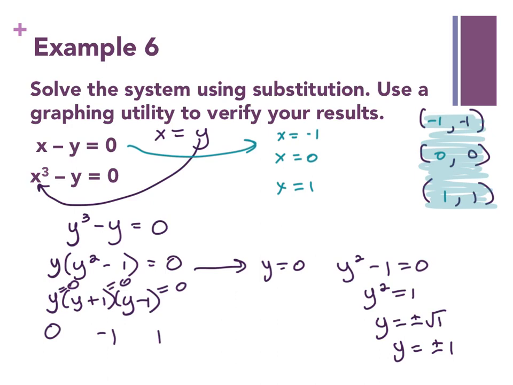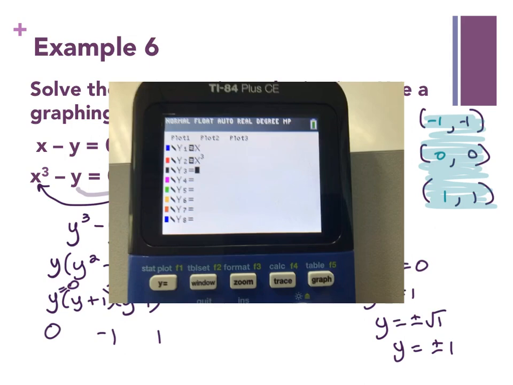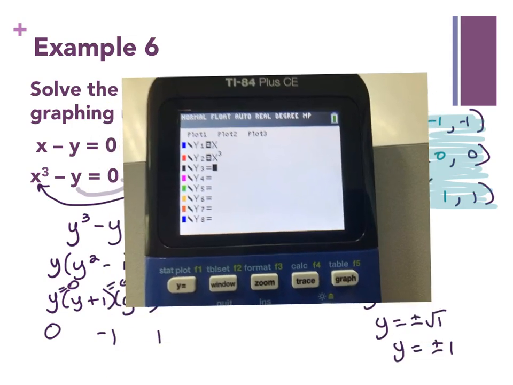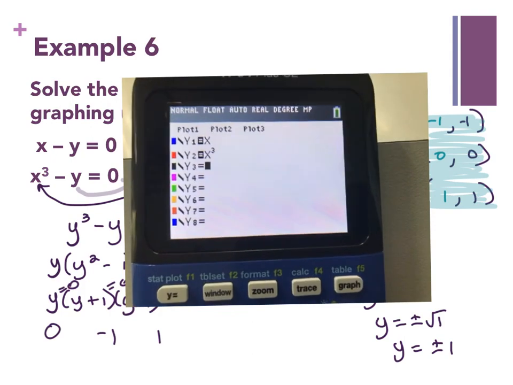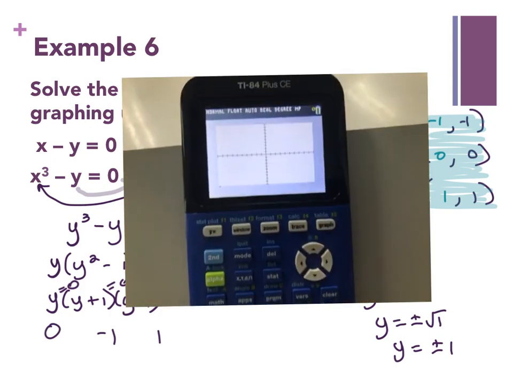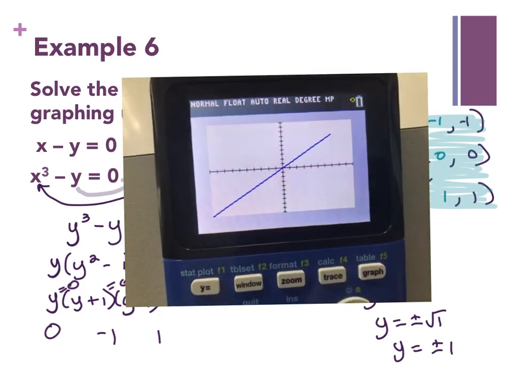And then I'm going to graph it on my graphing utility. So the first one we already solved for y, it's just x. The second one I'd have to get y to the other side. It'd be negative y equals negative x to the third, and then y would equal x to the third. So I typed it in, and then I hit graph.